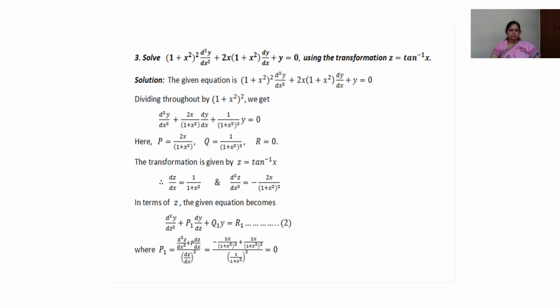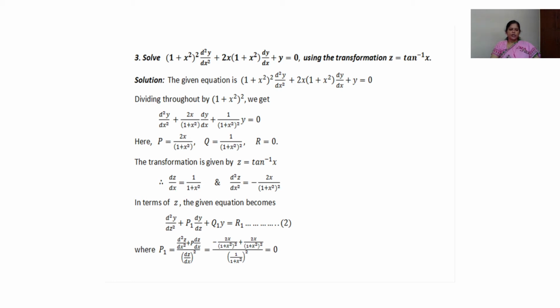Here the transformation is not given, so we would consider q as (dz/dx)². But here the transformation z value is given, so we have to consider that value only. The transformation is z = tan⁻¹x. From that we have to find dz/dx and d²z/dx².